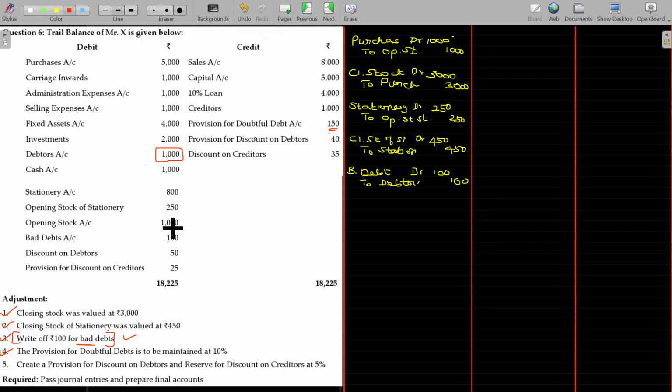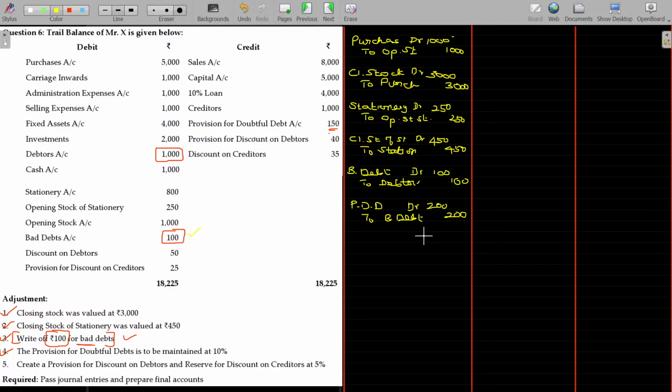How much bad debt we have? We have already 100 rupees bad debt, and currently another 100 rupees also we have. These 200 rupees could be now adjusted through the provision for doubtful debt. So the entry being PDD account debit to bad debt. How much is the bad debt? Existing 100 and new 100. So in total we have 200 rupees.